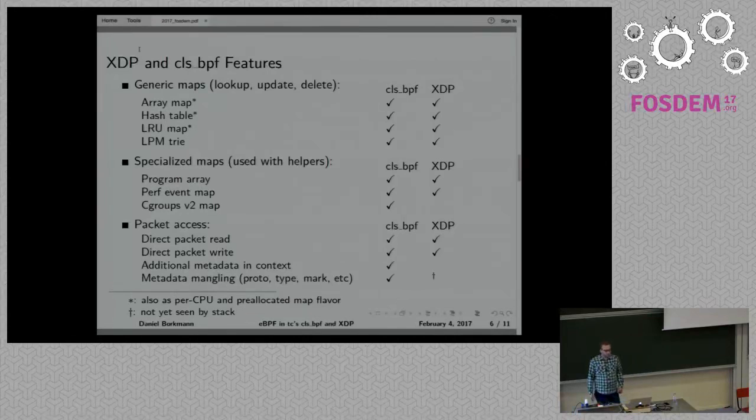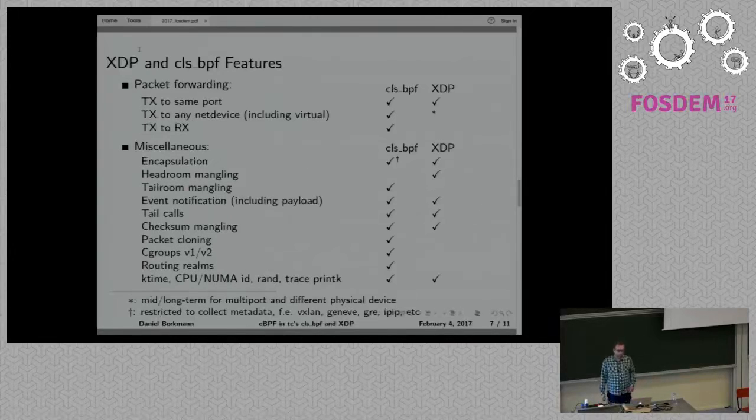You have a couple of additional metadata. For example, in the socket buffer case on CLS BPF, you can use SKB mark. There are various other things there, so it can work with other facilities from the kernel as well.